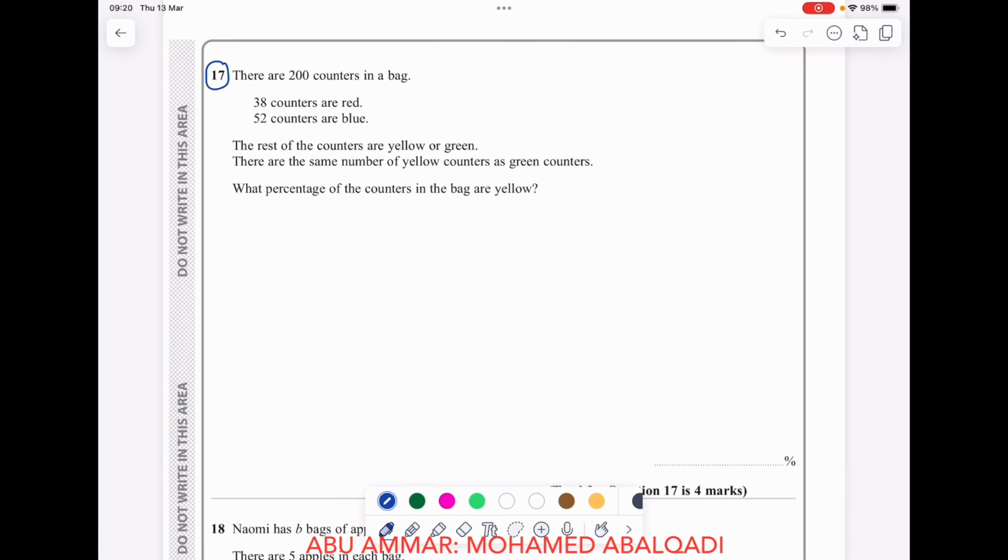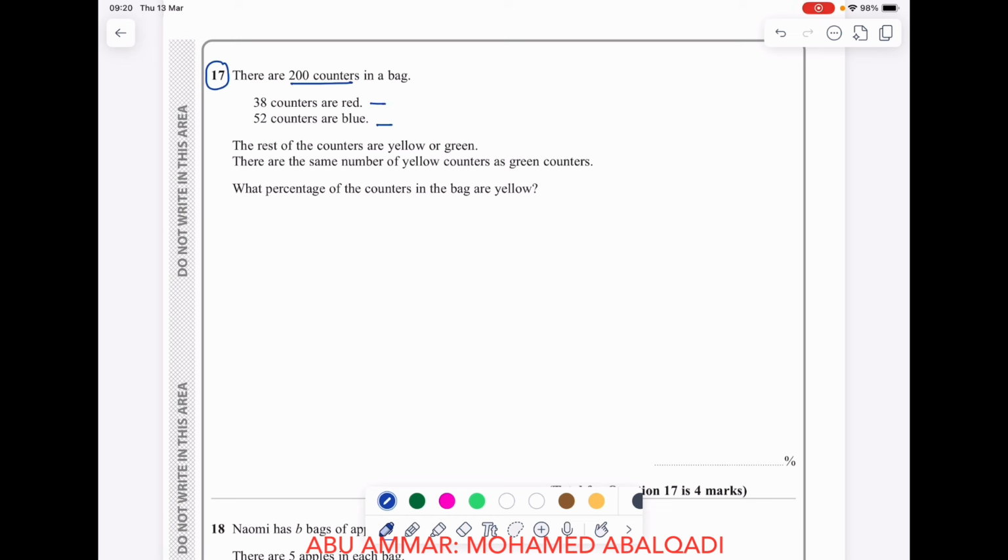Question 17 is our next question. We are told that we have 200 counters in the bag, 38 are red, 52 are blue, and the rest of the counters are yellow or green. There are the same number of yellow counters as green counters. What percentage of the counters in the bag are yellow?